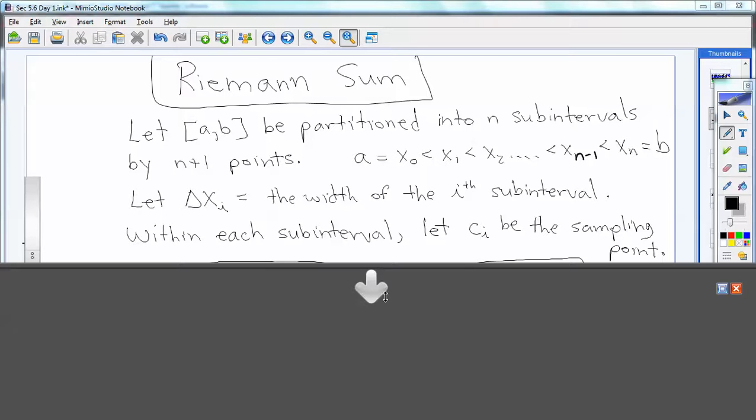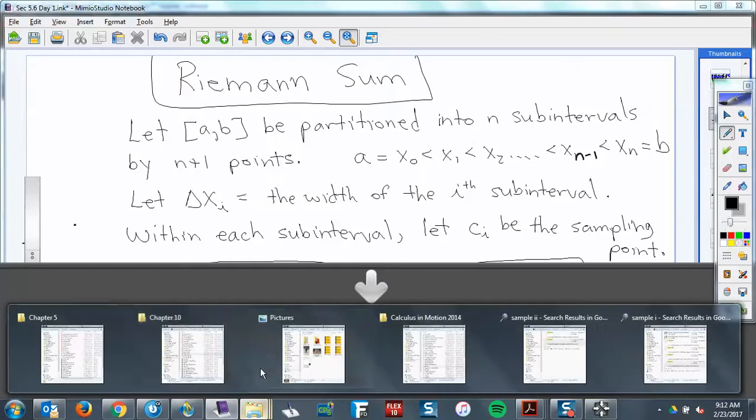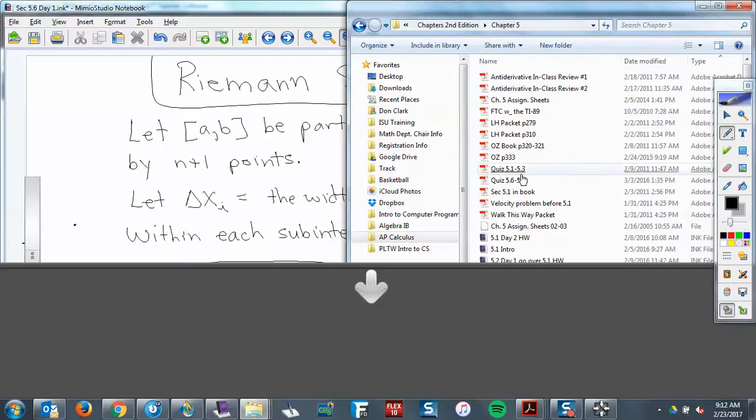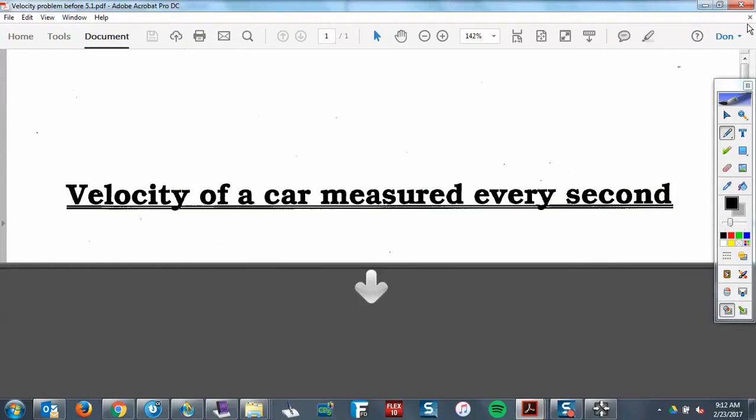Okay, now if you turn in your book to page 351, if you look at the bottom of page 351, you'll see what I'm talking about. And maybe I have that picture.